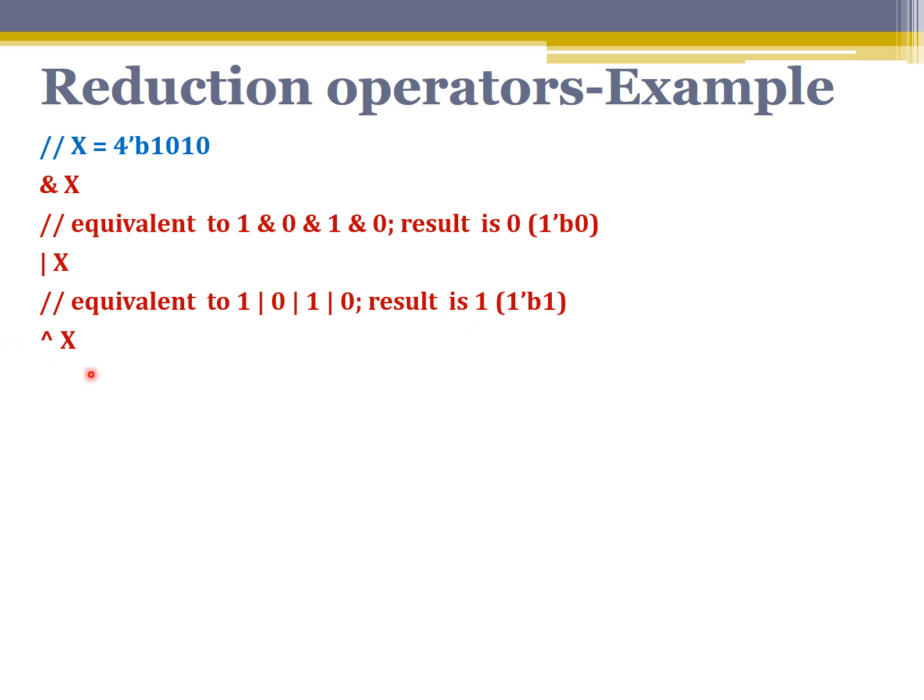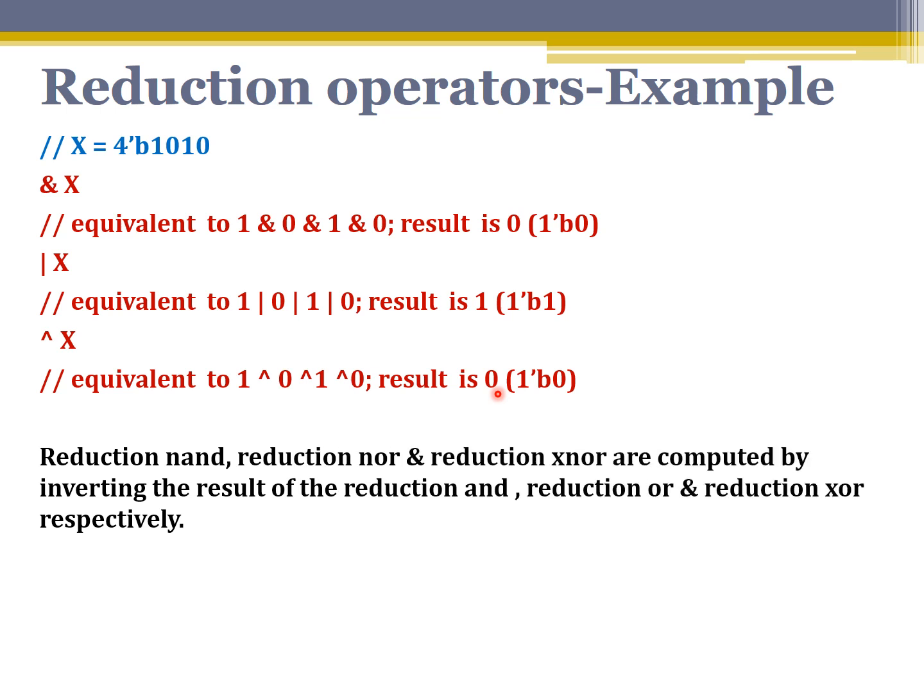XOR of x. Perform the XOR on the bits: 1 XOR 0 XOR 1 XOR 0. 1 XOR 0 is 1. 1 XOR 1 is 0. 0 XOR 0 is 0. So we've got a 0 as the answer. For the rest of the operators, that is reduction NAND, reduction NOR, and reduction XNOR, they can be computed by inverting the answers of these cases. So reduction NAND will be 1, reduction NOR will be 0, and reduction XNOR will be 1.